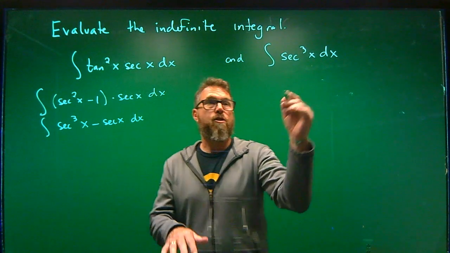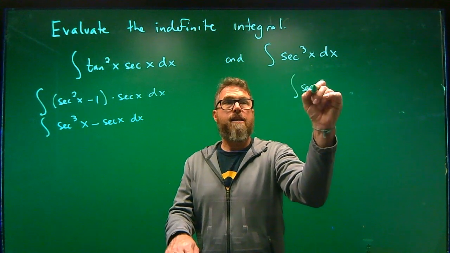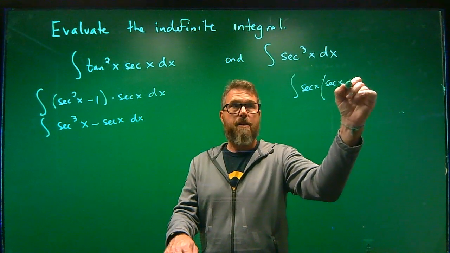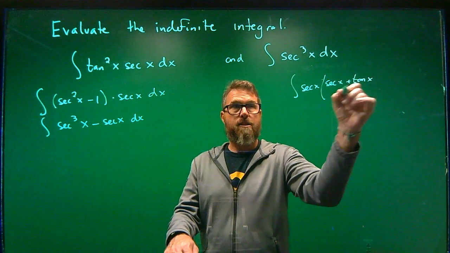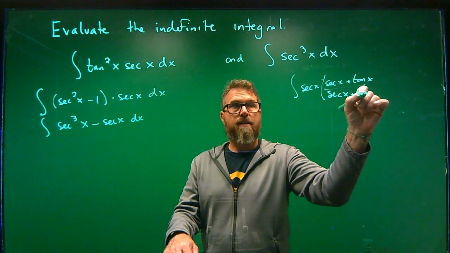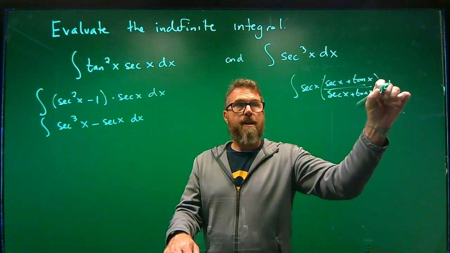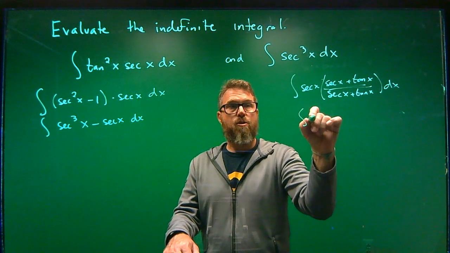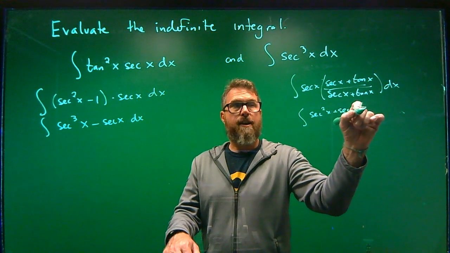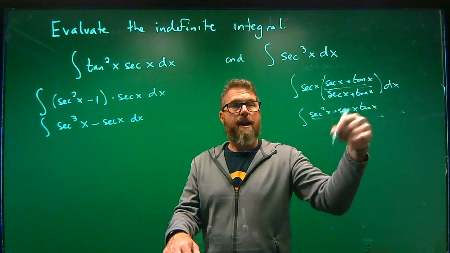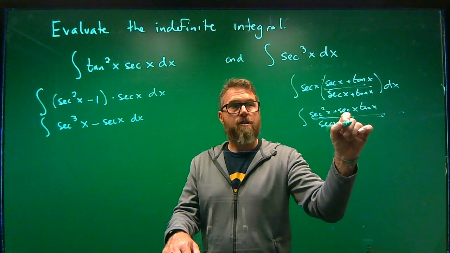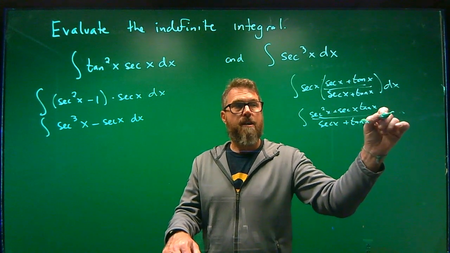If I want to integrate the secant of x dx, I'm going to multiply the top and bottom by the secant of x plus the tangent of x, all over the secant of x plus the tangent of x dx. So this is going to give us the integral of the secant squared of x plus the secant of x tangent of x, all divided by the secant of x plus the tangent of x dx.